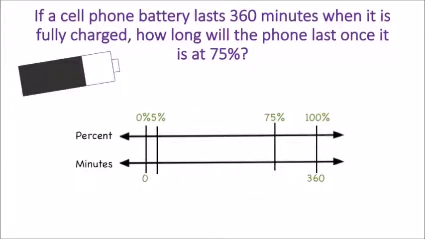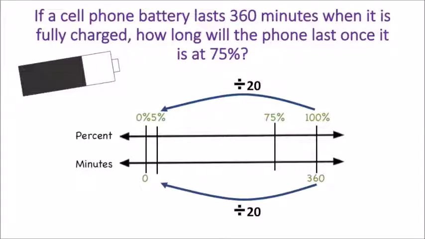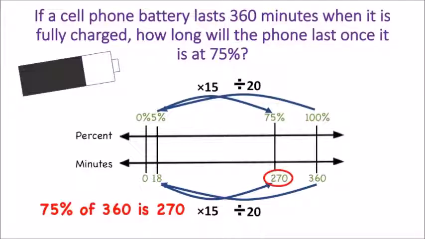Remember, students may want to use 5% as the common factor. To find 5% of 360, I need to divide 100% by 20 and then divide 360 by 20. 5% of 360 is 18. To find 75%, I now need to multiply 5% by 15 and then multiply 18 by 15 to get 270. 75% of 360 is 270.